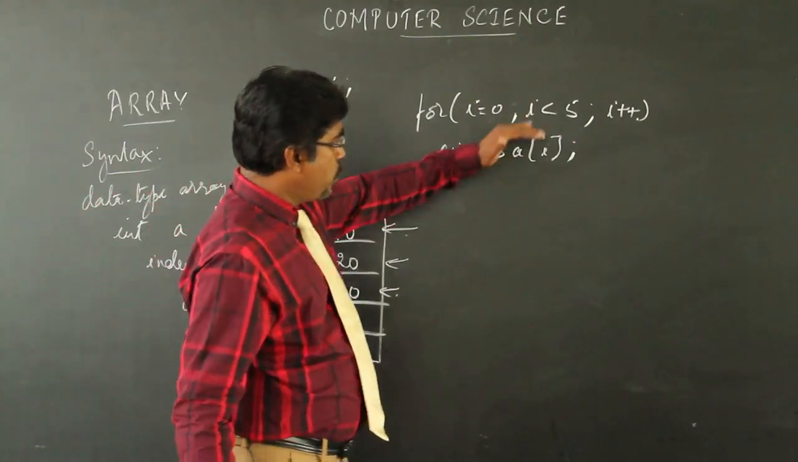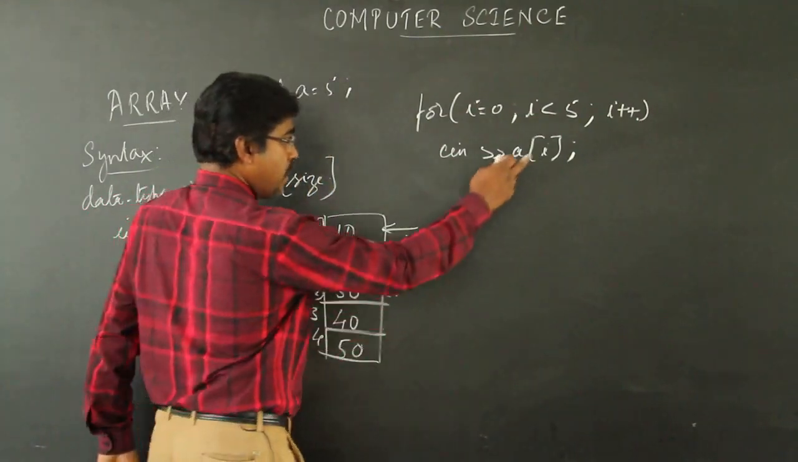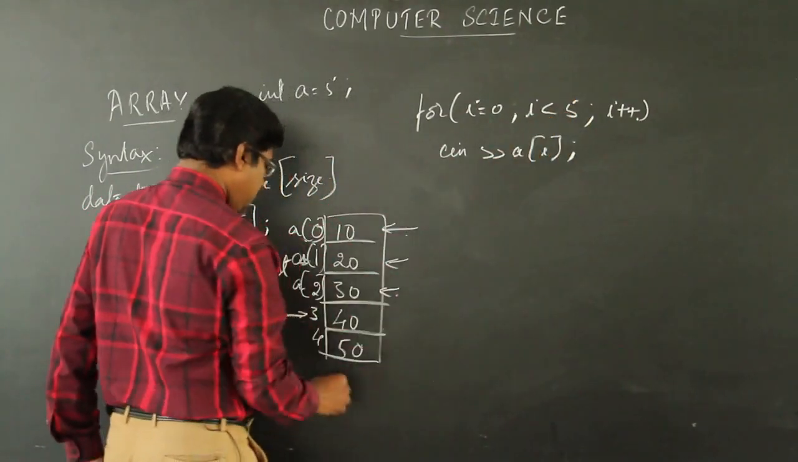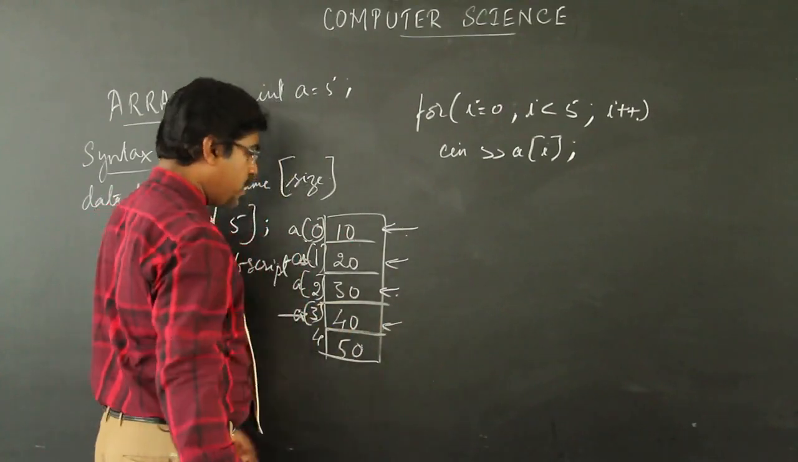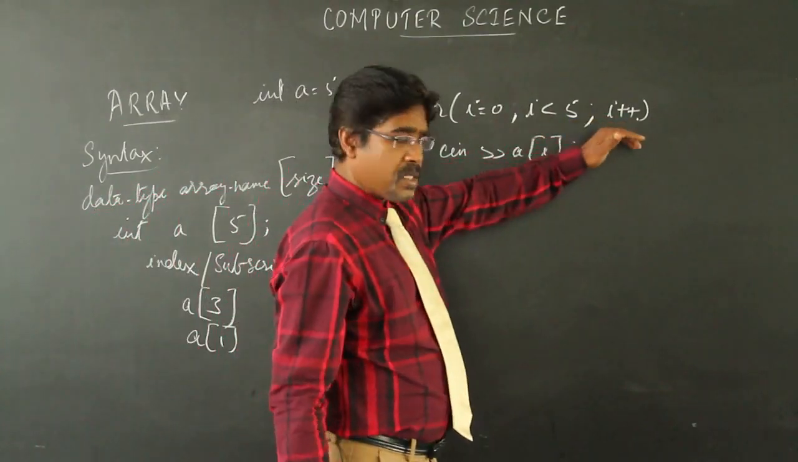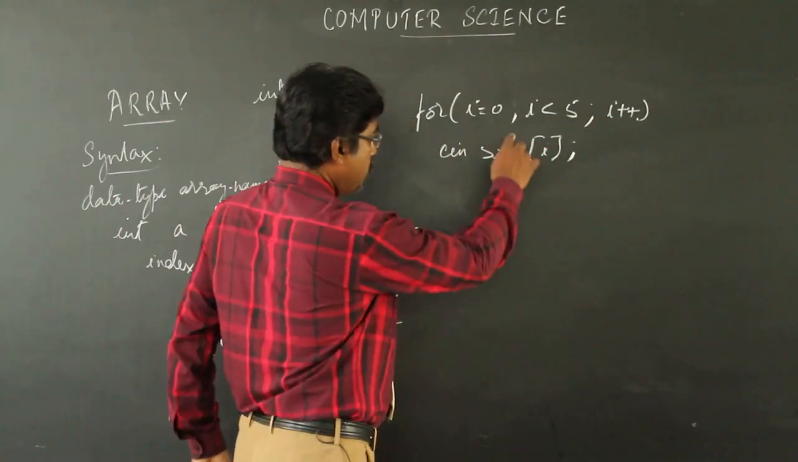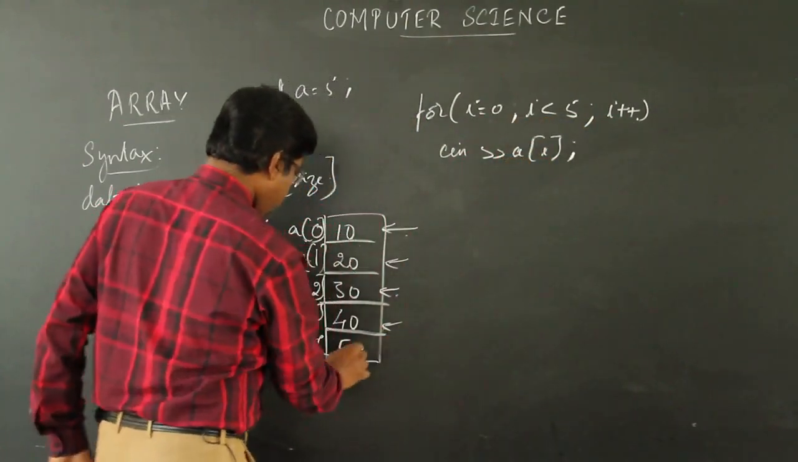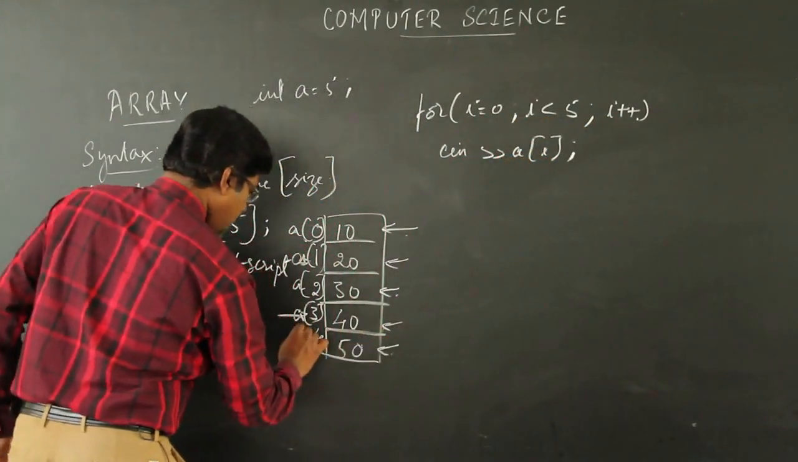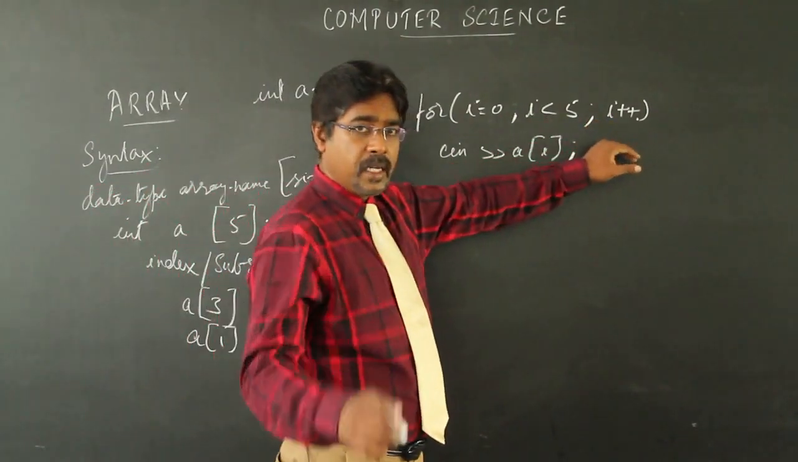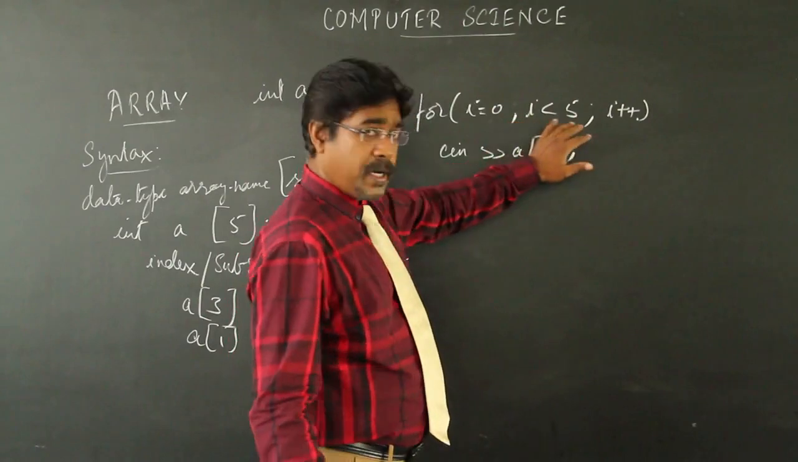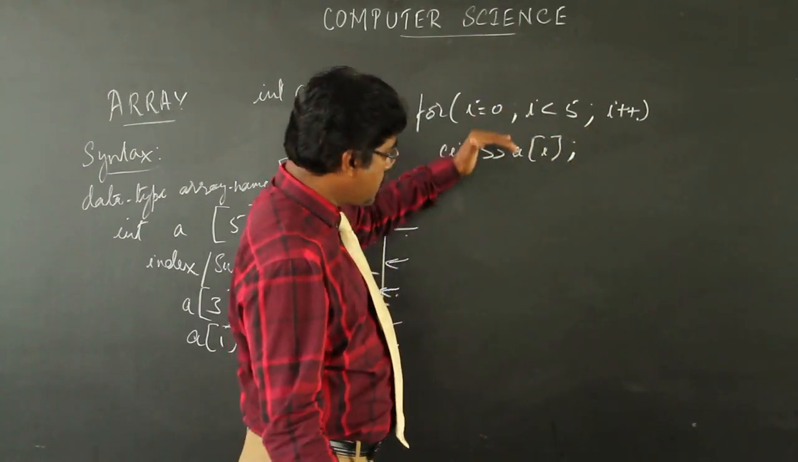Likewise, when we move on to the next one, i's value is 3, 3 less than 5 is true, so A of 3 will be having 40. Likewise, i updates to 4, 4 less than 5 is true, it enters, A of 4 will be 50, and A of 4 contains 50 here. It moves on again. i increments, i becomes 5. 5 less than 5 is false. It comes out of the loop.